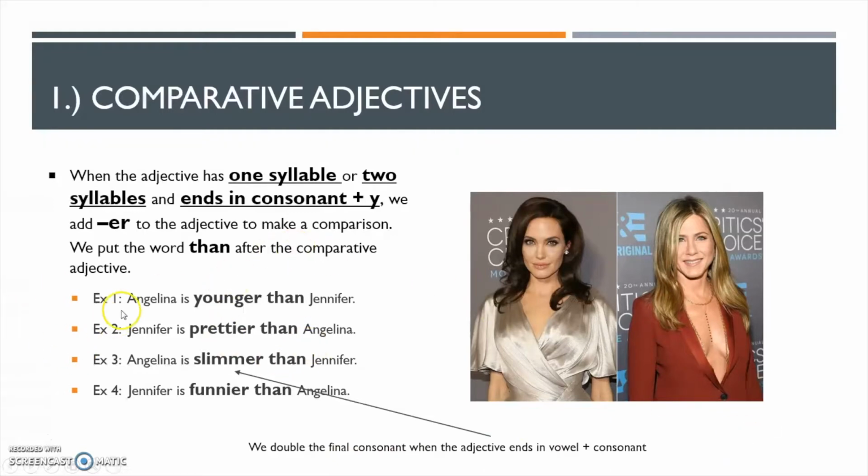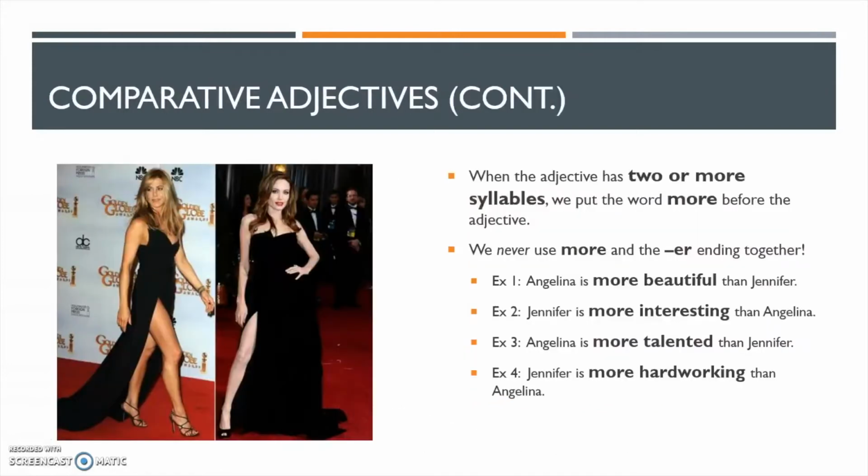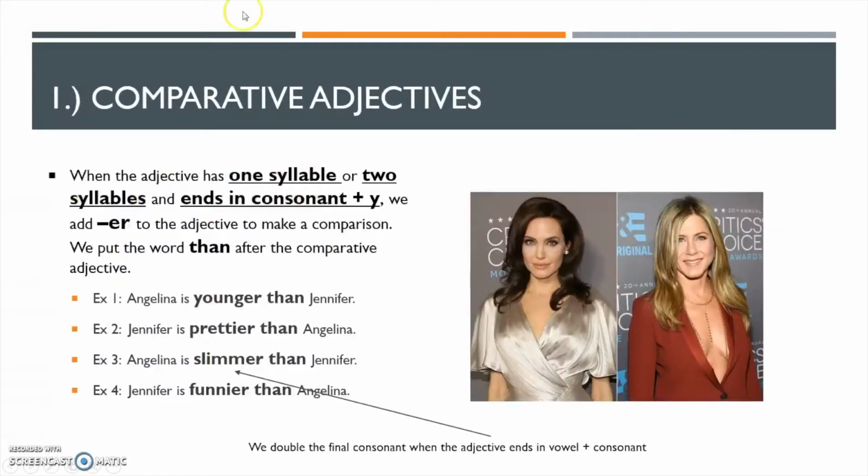One more example, Jennifer is funnier than Angelina. Funny is a two-syllable adjective and ends in consonant Y. So again, we add the ER to the end. And of course, with funnier and prettier, we change the Y to an I, like we always do when we change the ending of a word that ends in Y. These cases are for one syllable, and for two syllables ending in consonant Y.